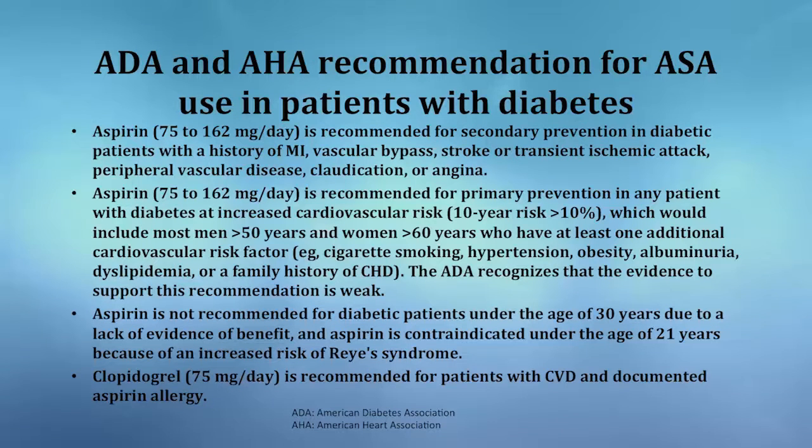Aspirin is not recommended for diabetic patients under the age of 30 due to the lack of evidence of benefit. Aspirin is contraindicated at age 21 years old or below due to the increased risk of Reye's syndrome. Plavix, 25 milligram per day, is recommended in patients with coronary vascular disease and documented aspirin allergy.